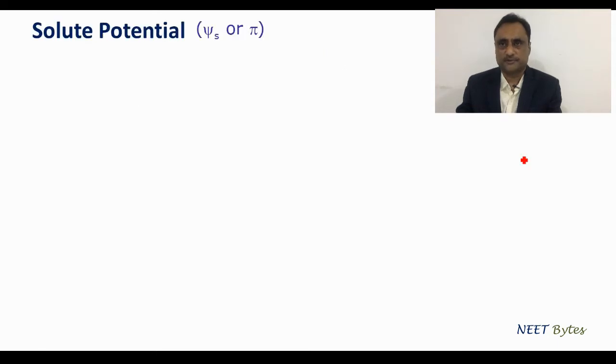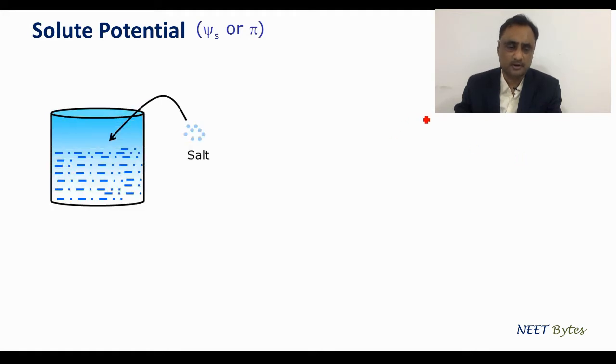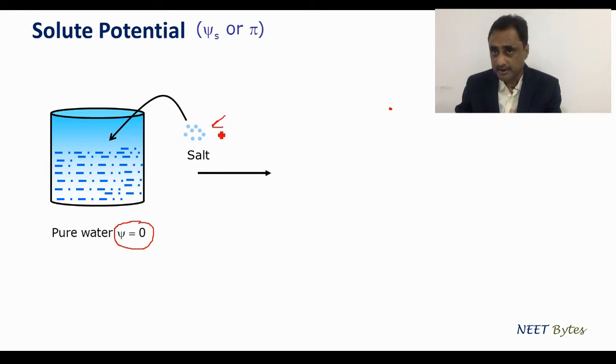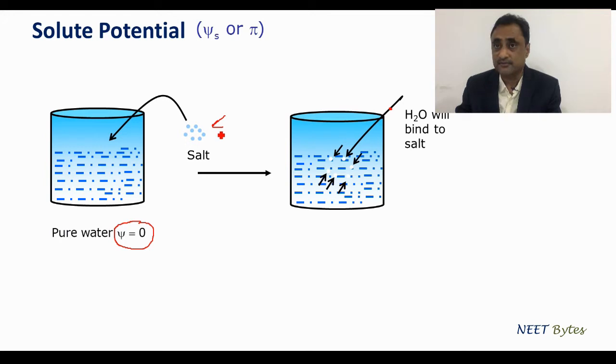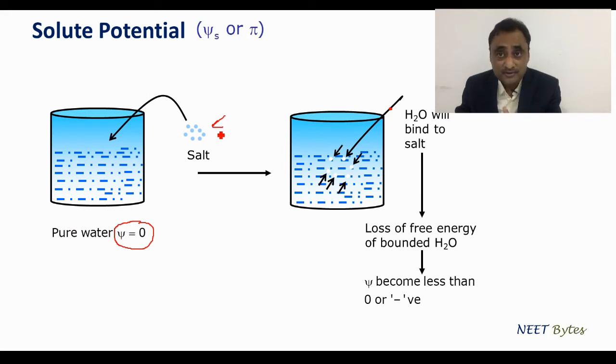Let's talk about solute potential. In order to understand the solute potential, let's take an example. Suppose I take a beaker, and in this beaker I have taken pure water. Since it is pure water, the water chemical potential is zero. Now I am adding a salt. The moment you add a salt, what will happen? Some of the water molecules are going to bind with the salt. So the energy associated with those water molecules that were earlier contributing to the water chemical potential of pure water has been withdrawn from the system. And since it is withdrawn from the system, the potential for the solute is always going to be negative. That is the reason why the solute potential is always negative in nature.